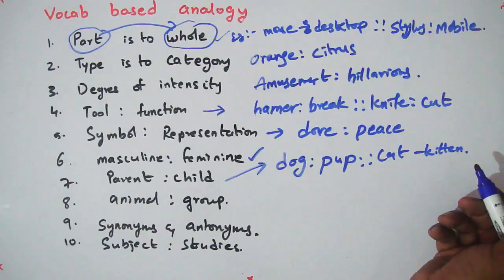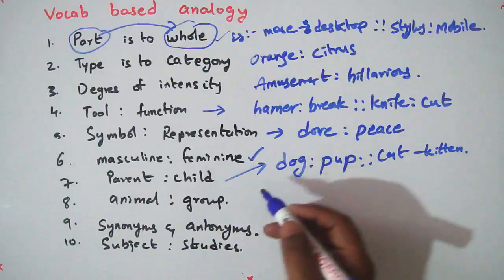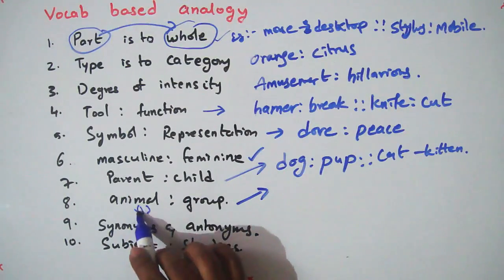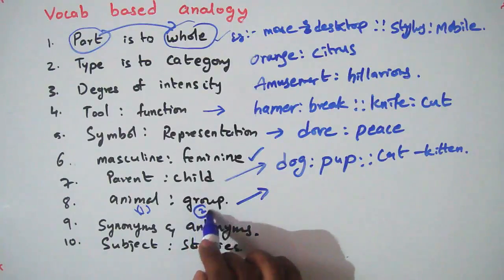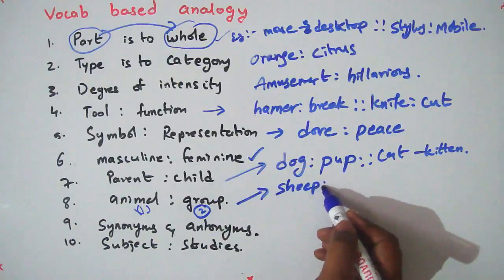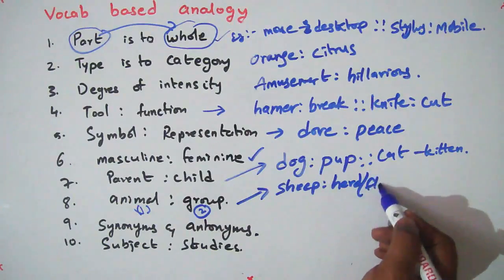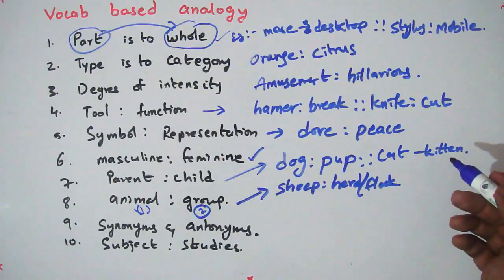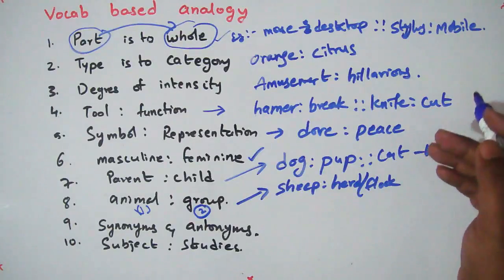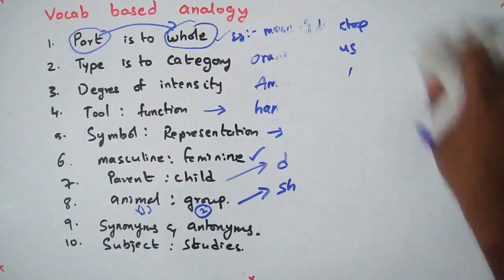In the same way, you have to learn much of these vocabularies, friends. In the same way, for animal, if it is single, it is called in one name. If it is in group, it is called in another name. If you have one sheep, it is called sheep. In group, it is called herd or flock. There are very unique names for the group of animals, friends. I will explain you now. If you see, you have to learn this group of animals, friends.